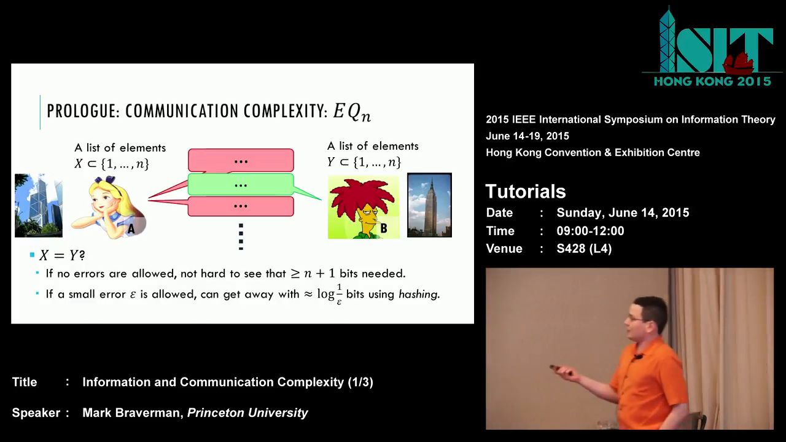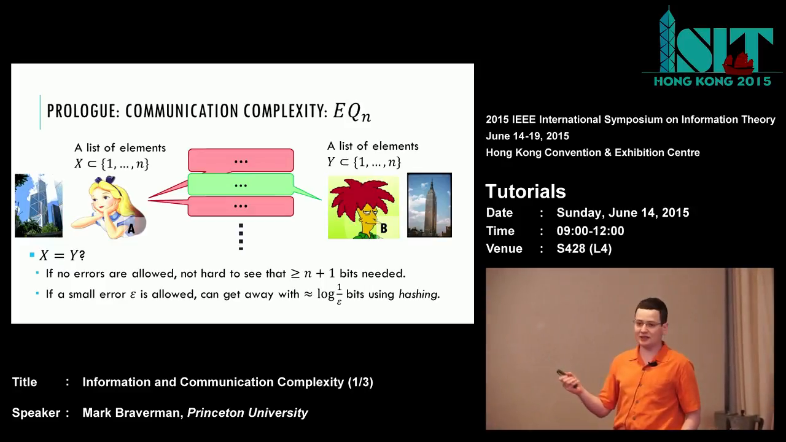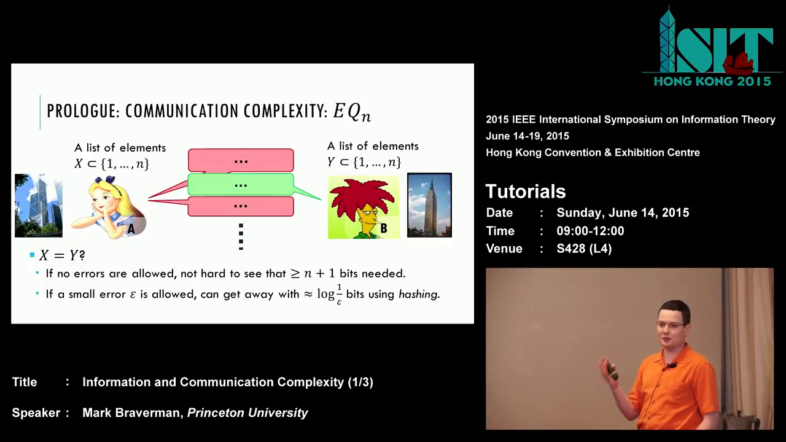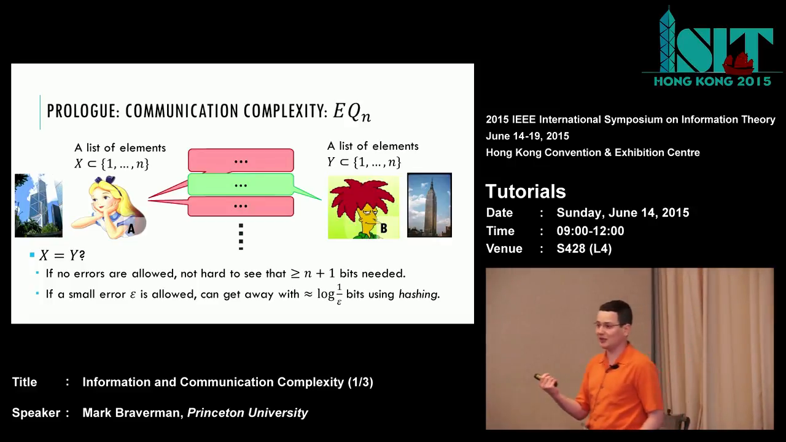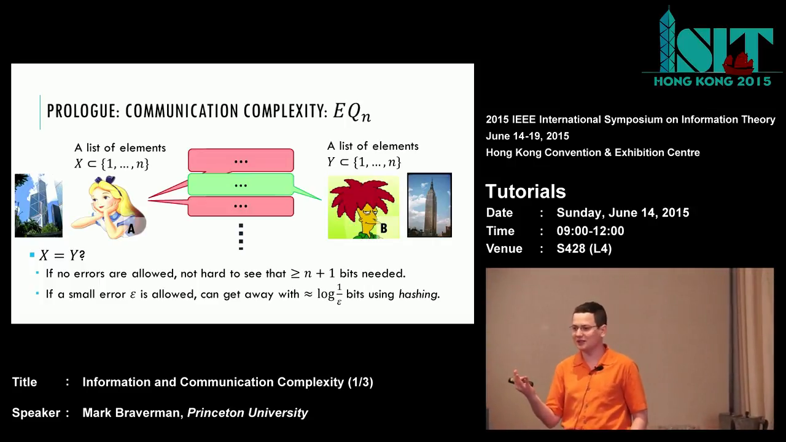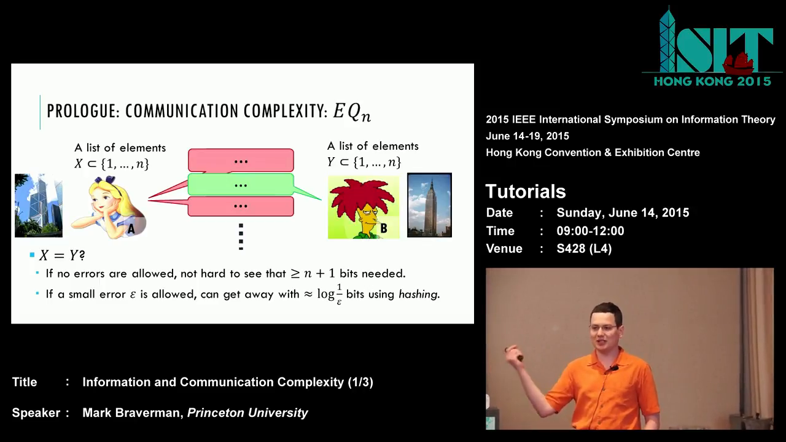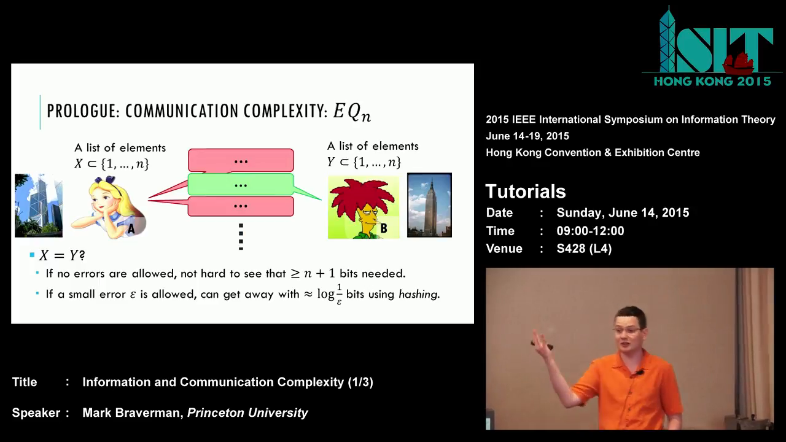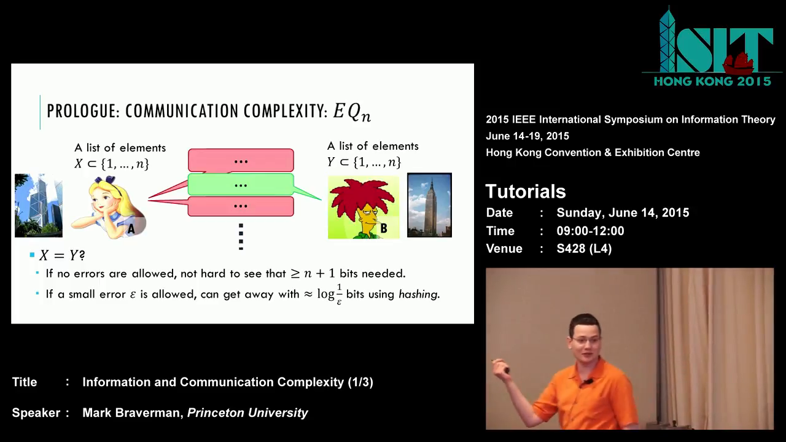For the equality function, if you are not allowed to make any mistakes, then it's a pretty easy combinatorial proof to show that you will have to exchange n+1 bits. With n+1 bits, the protocol is very anticlimactic. Alice can just send her input to Bob, and Bob can compute the answer and return it to Alice. So any 1-bit function can be solved with n+1 bits of communication.